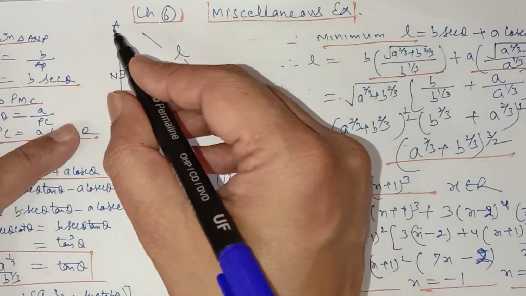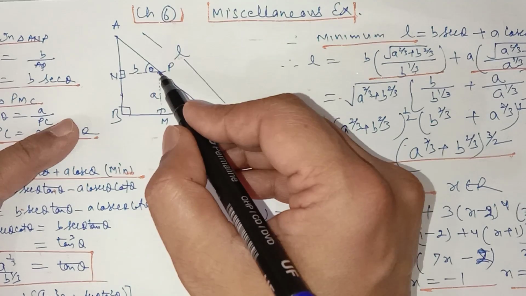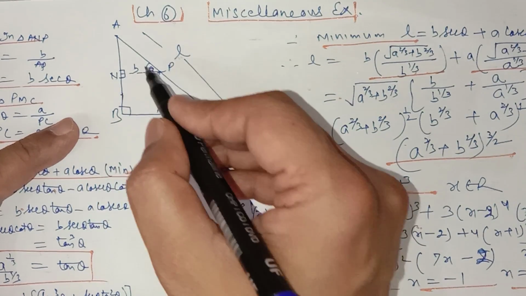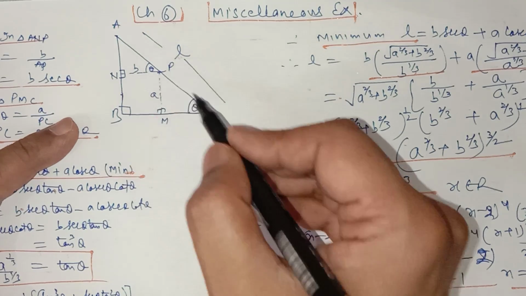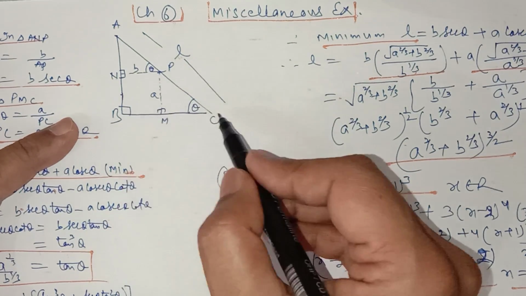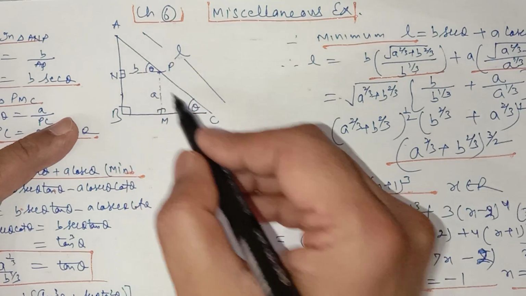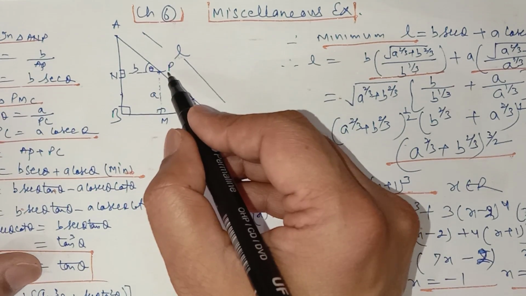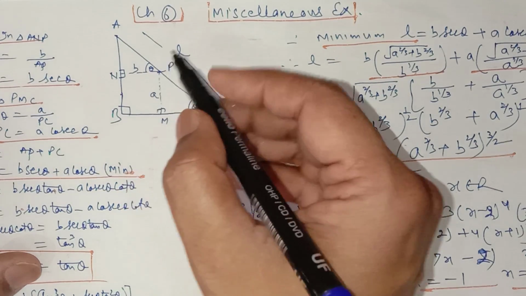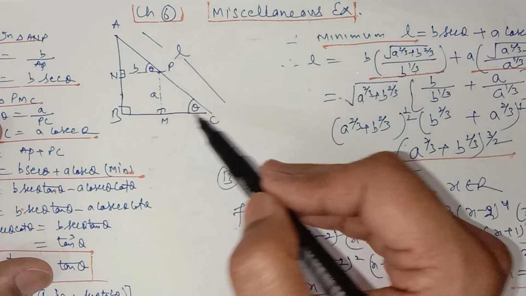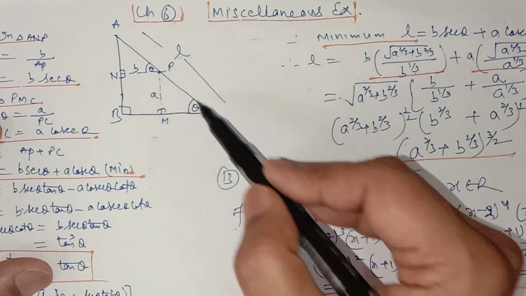So draw a triangle ABC, and take a point P whose distances from the two sides I have taken as a and b. If I let this angle be theta, then this also comes out to be theta, because this is a perpendicular line. So these are parallel, they are corresponding angles, and corresponding angles will be equal. Now in triangle PMC, we know the perpendicular, so you can find PC.